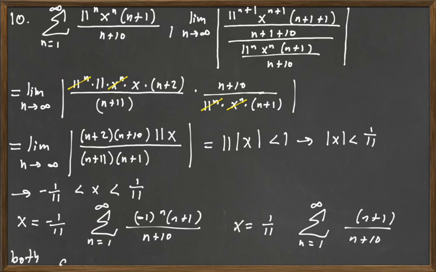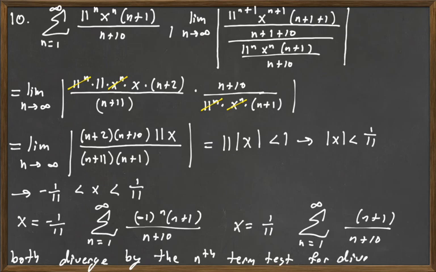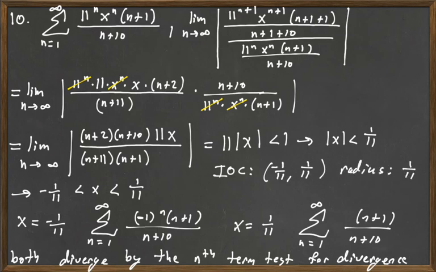Both of these are going to diverge by the nth term test. So that means we do not have convergence at either one of the endpoints. So our interval of convergence is going to be negative 1 over 11 to 1 over 11, not including the endpoints, and the radius is going to be 1 over 11.